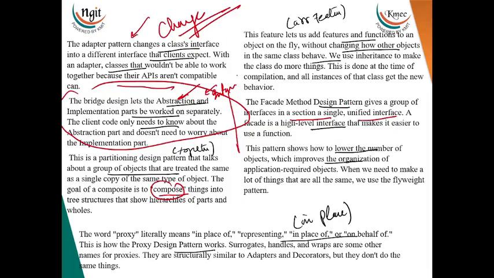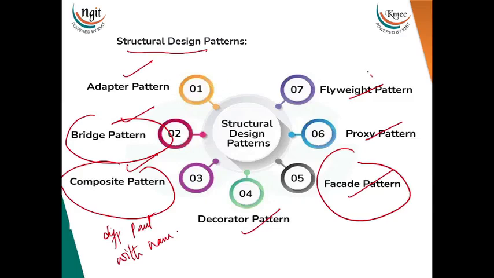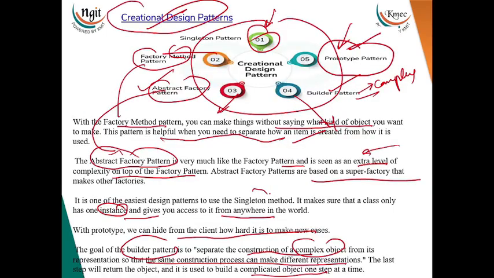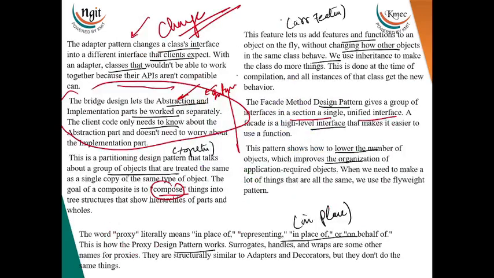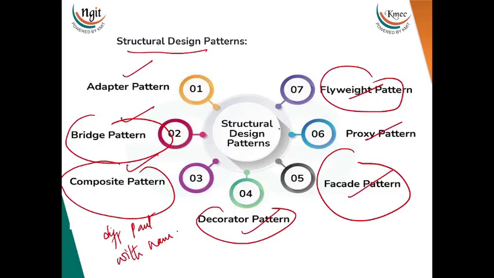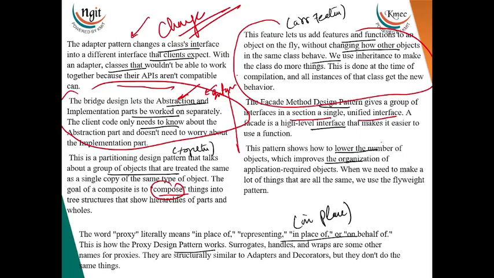Proxy comes here, correct? Yes. This is flyweight pattern. Flyweight pattern and decorative pattern are here. Decorative pattern will come up here. Decorative pattern is nothing but you just need to add it. Flyweight pattern shows a lower number of objects, then you can improve the organization. If you have a lower number of objects, then flyweight pattern comes into it. When you need to make a lot of things that are all the same, we can use flyweight pattern.